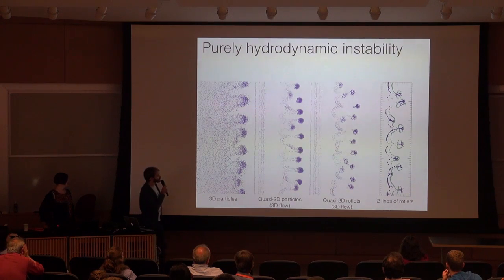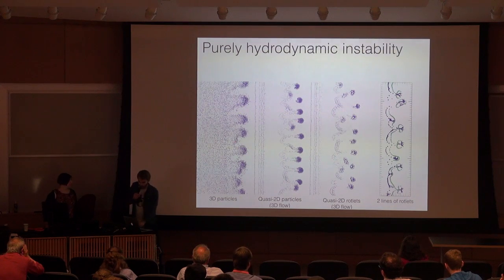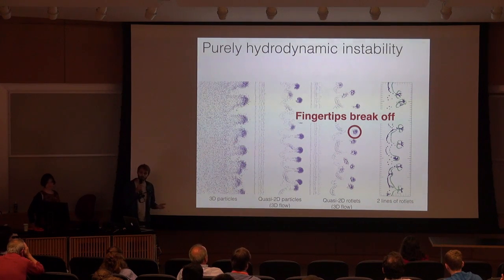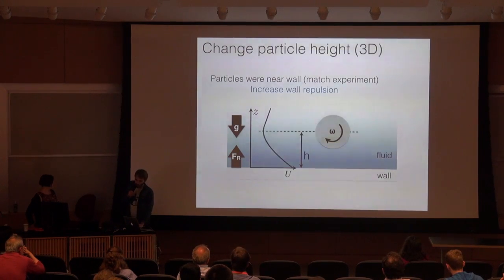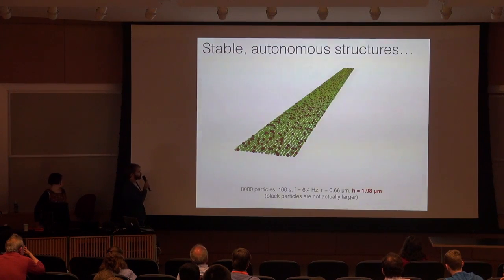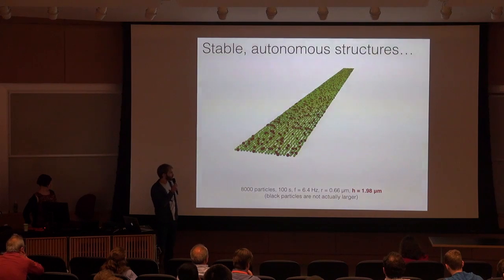So what you can notice also, when particles are pushed further away from the wall, you can see sometimes that the fingertips can break off from the rest of the suspension. And that was interesting to us. So in our 3D simulations, we increased the repulsive strength of our potential so that the particles will be further away from the wall. And here you will see a video of an example simulation where all the parameters are the same as before except the height, which is increased.